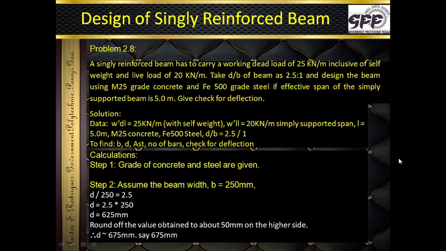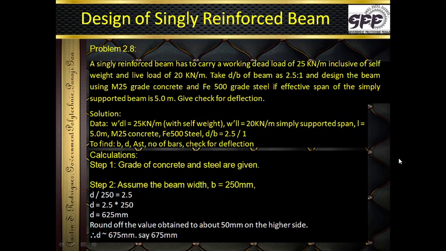The data: the imposed load which is coming on the beam in terms of dead load is 25 kilonewton per meter, that is with the self weight, and the live load is 20 kilonewton per meter. It's a simply supported beam with effective span as 5 meters. Parameters are M25 concrete and Fe 500 steel. The effective depth to the width ratio is 2.5:1.